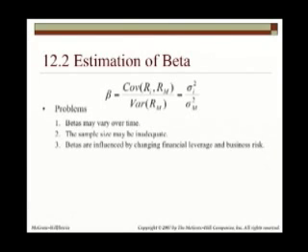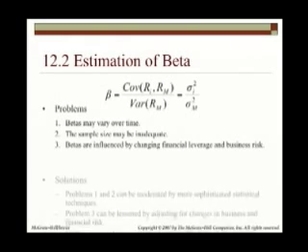Some potential problems with beta. First of all, it may vary over time, and this has been studied. The sample size may be inadequate. We have a couple of problems. If we have a very large sample size, then beta is going to be perhaps not representative of where we are today, and if we have too small a sample size, we may have statistical weakness in our estimate. And third, betas are influenced by changing financial leverage and business risk, and we're going to talk about number 3 in more detail.